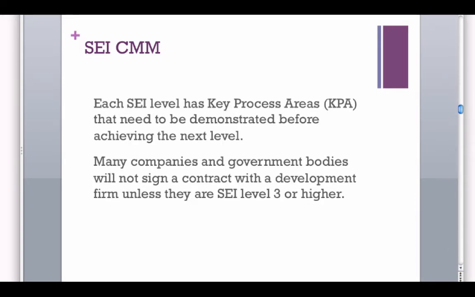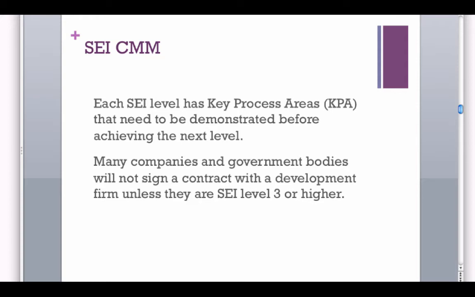What the assessor looks for is how you're building the software in these key process areas, or KPAs. And these are the things that need to be demonstrated before going to the next level. So once you get your SCI assessment, you'll be given a list of these key process areas where you need to improve before getting to the next level. And then you work on those areas for some amount of time, and then you have that assessor come back and reassess you at a later date. And you might go from one level to the next.